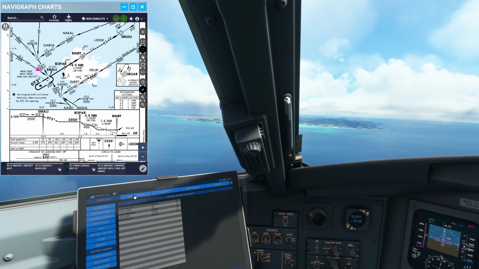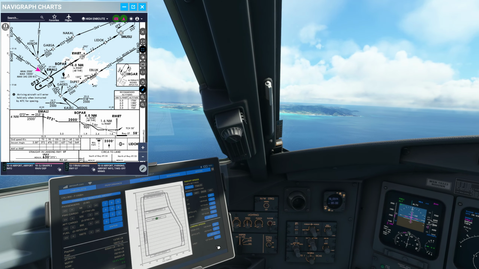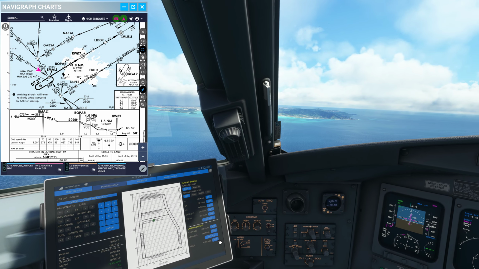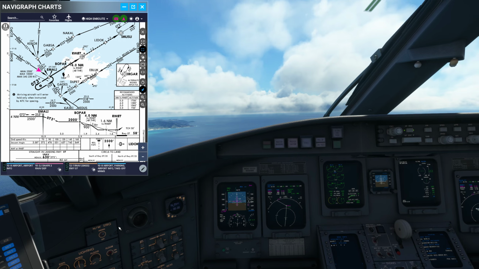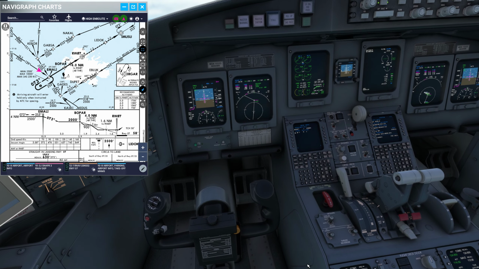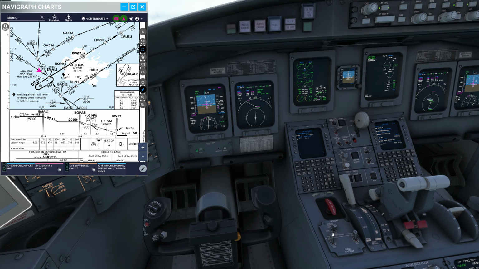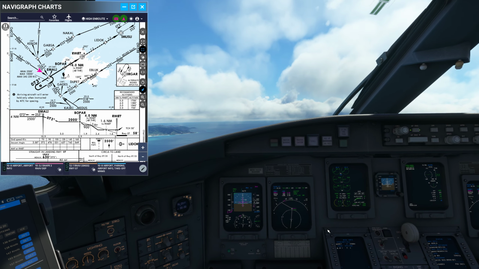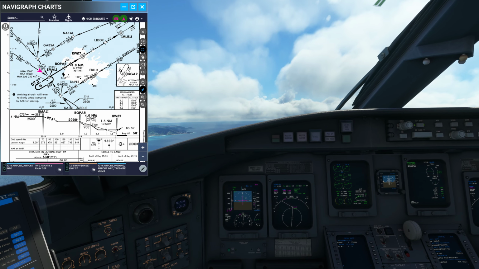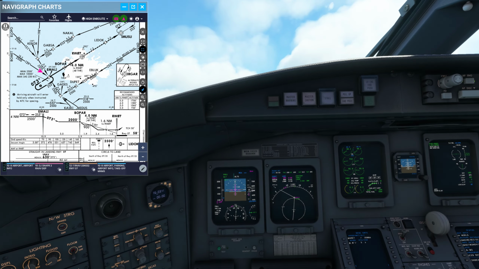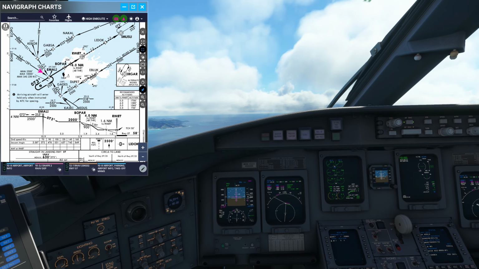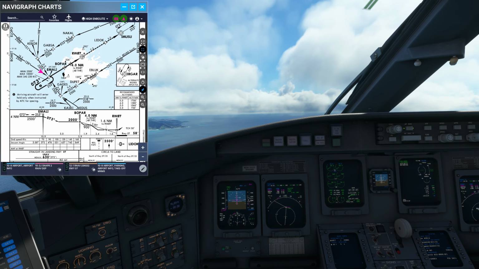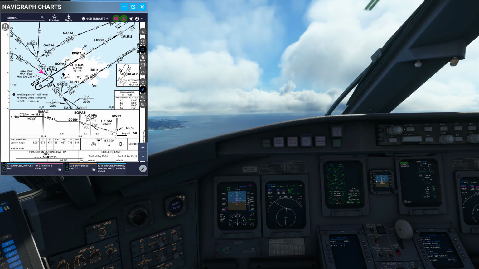Okay. Let's go over here to performance. Now I'm going to put VREF is what I want. Okay, thrust reversers is the one thing that I didn't remember to do. Thrust reversers are set. Alright, 2 miles from Amali. Going 30 degrees of flaps now.